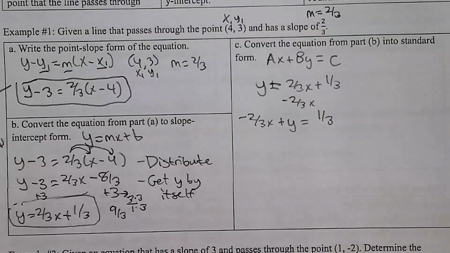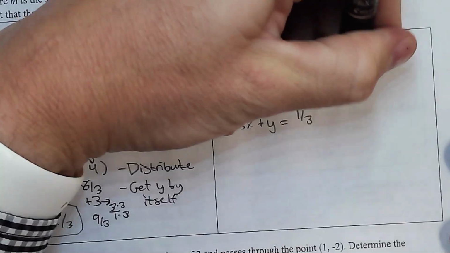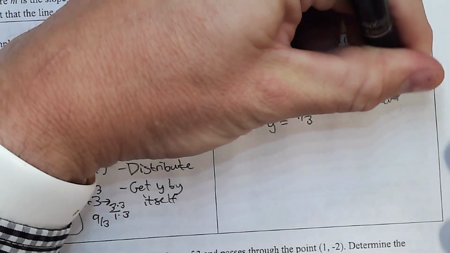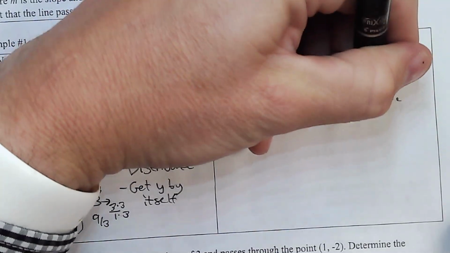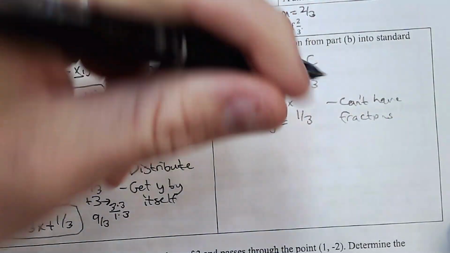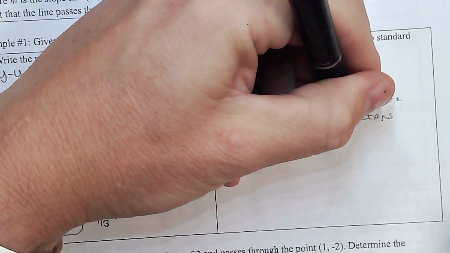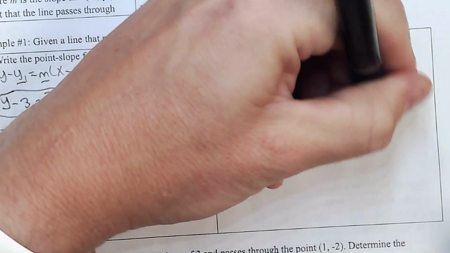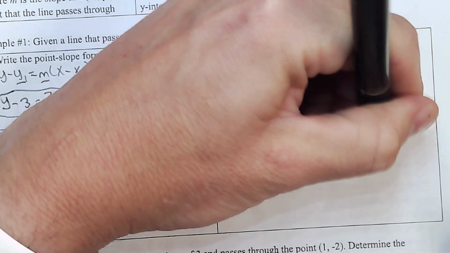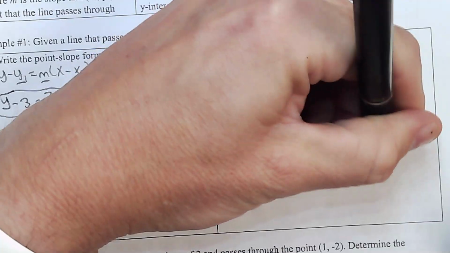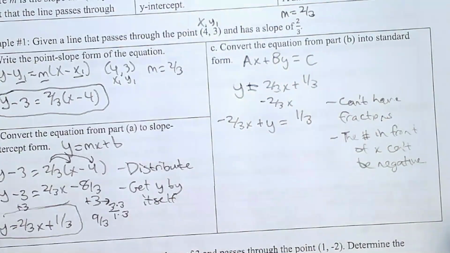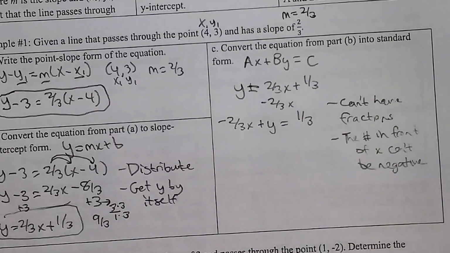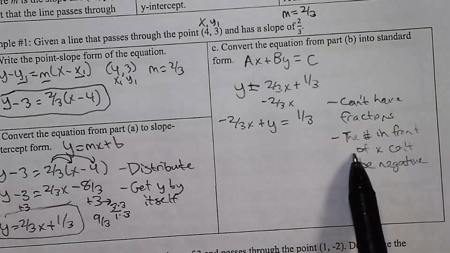Now, there's 2 rules about standard form. Okay? You can't have fractions. Did I write this down there? I kind of did. You can't have fractions. Oh, my good pen's bleeding on me. And the number in front of x can't be negative. It's a sad day. My good pen's starting to bleed on me. Oh, man. It's like my goodest pen I got. Okay. All right. 2 rules. You can't have fractions, and the number in front of x can't be negative.